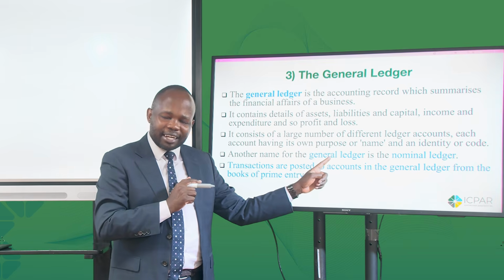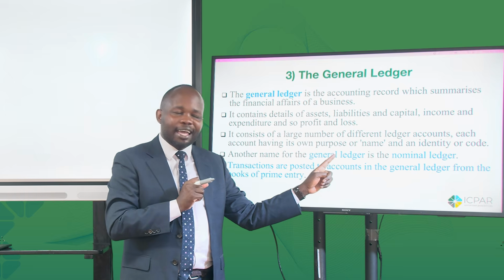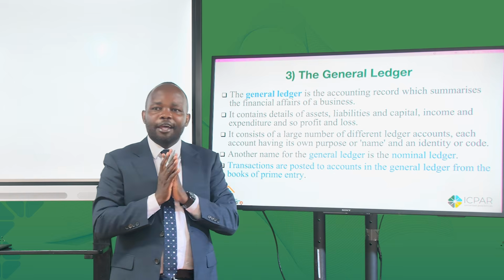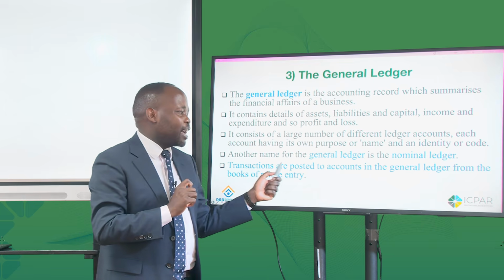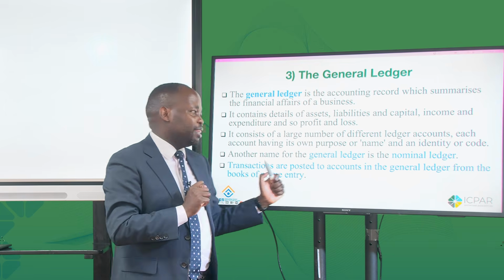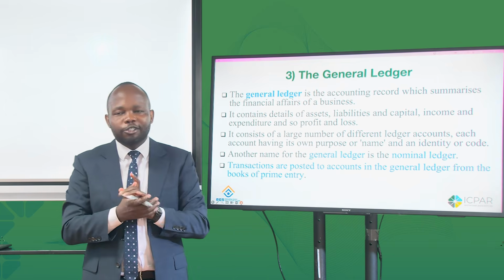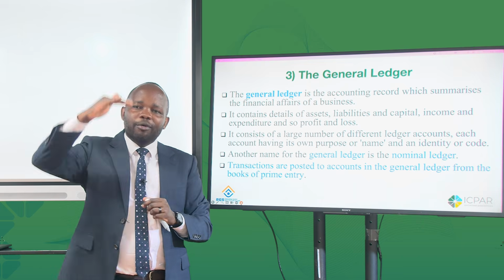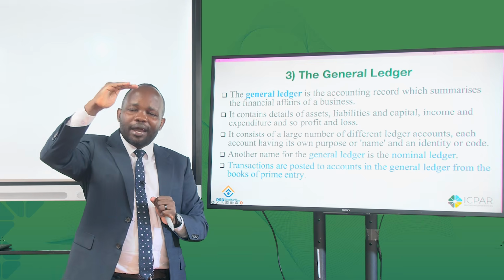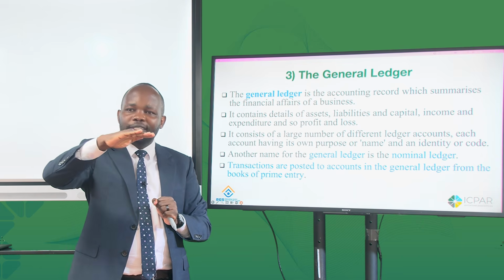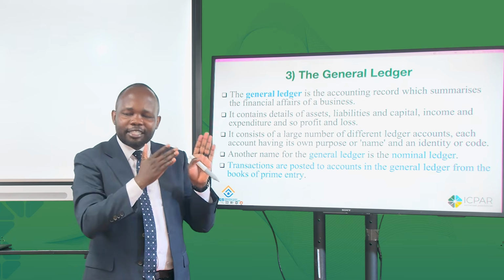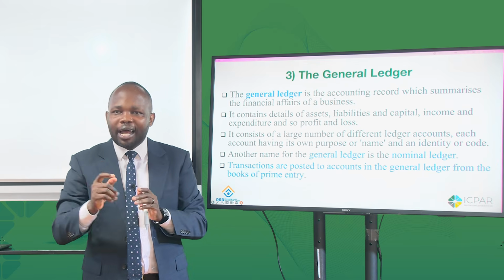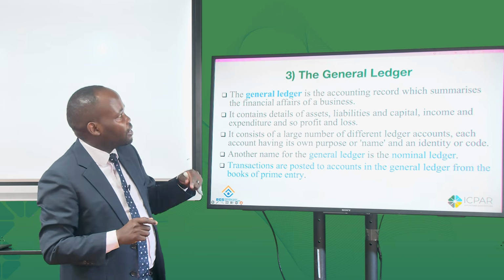Another name, and that is important, for the general ledger, it is also called a nominal ledger. And finally, transactions are posted to accounts in the general ledger from the books of prime entry. Remember, we started with source documents, we went to books of prime entries, and then we went to ledgers, whether it is a receivables ledger or a payables ledger.